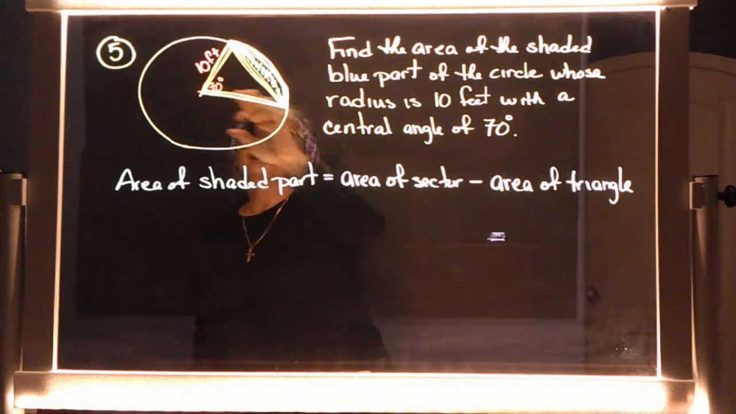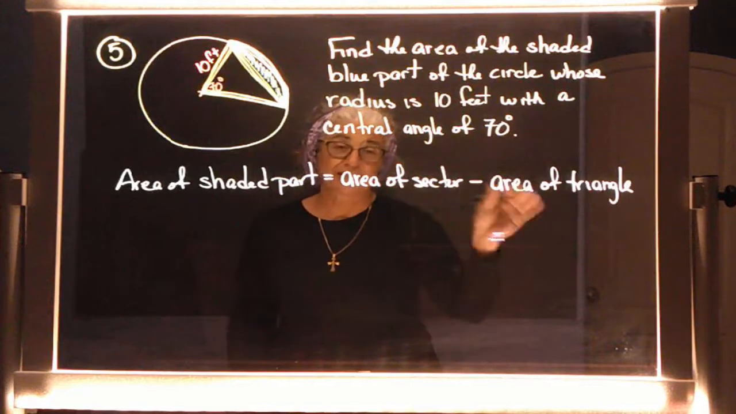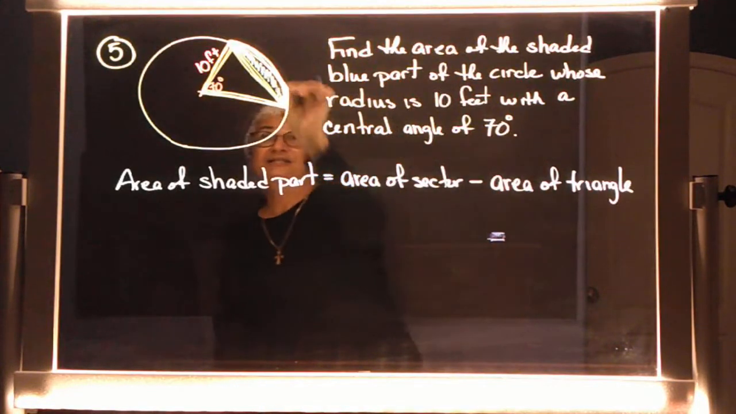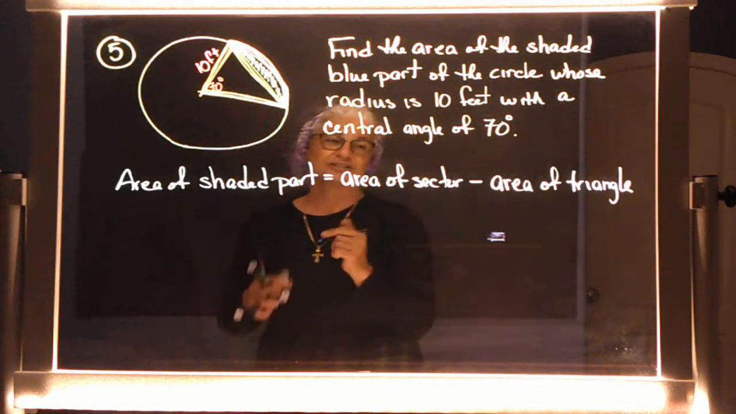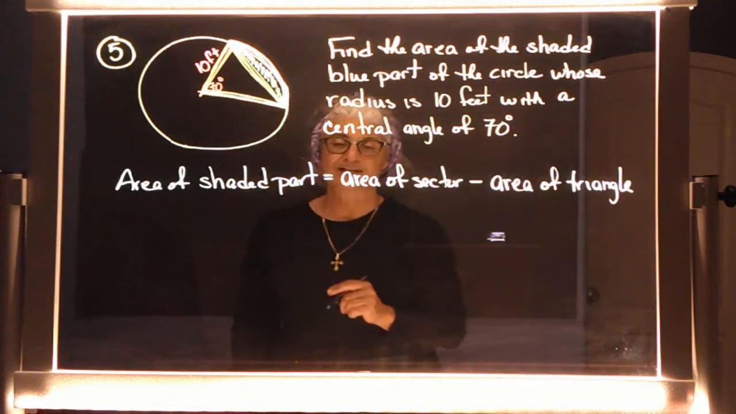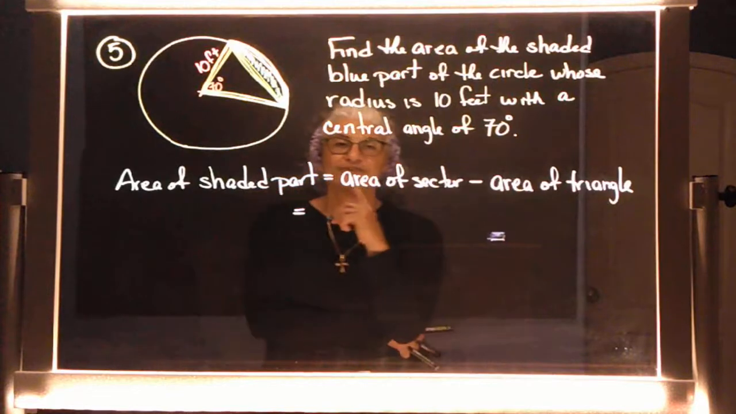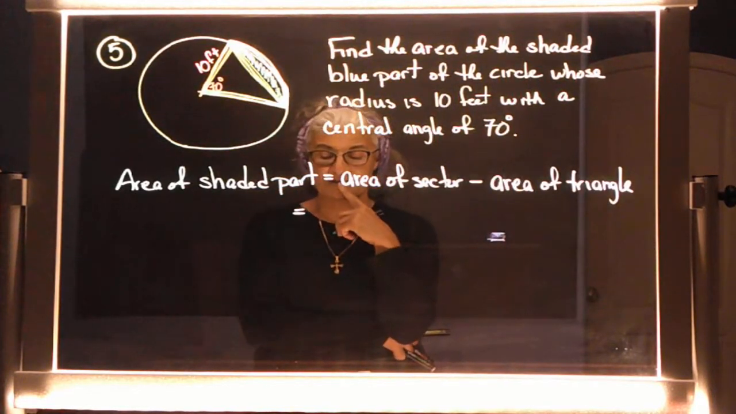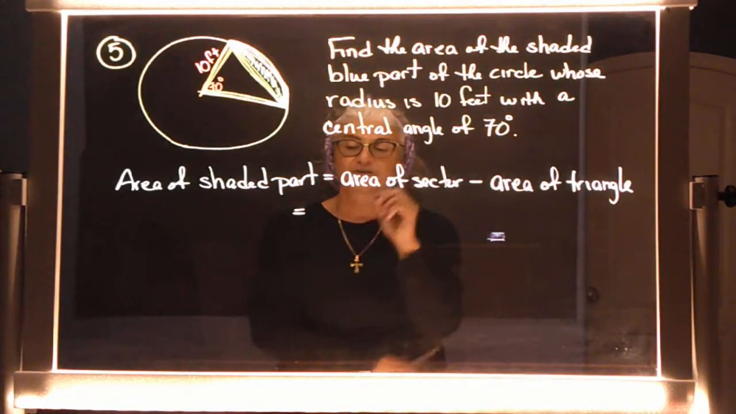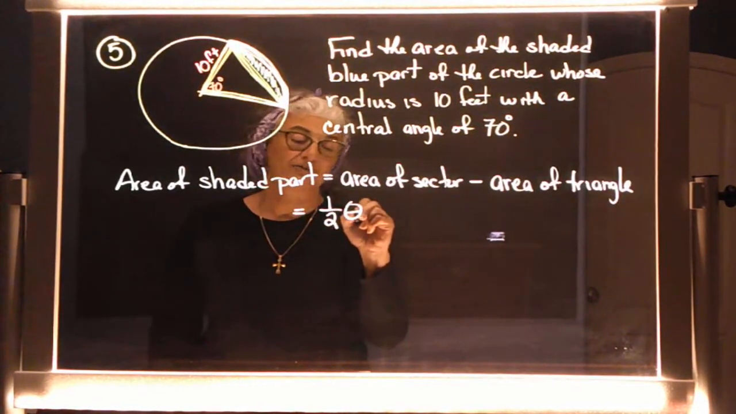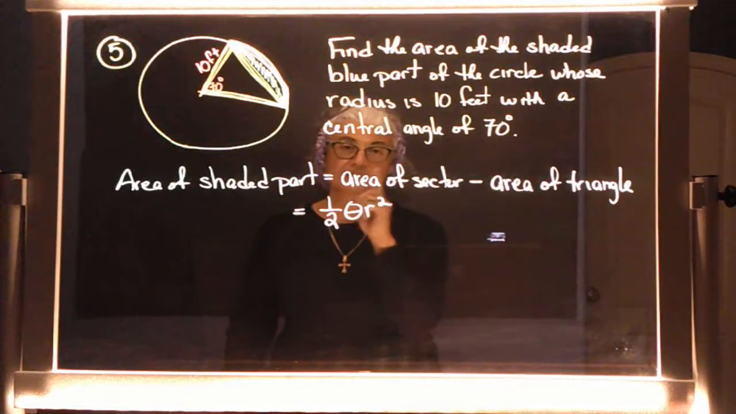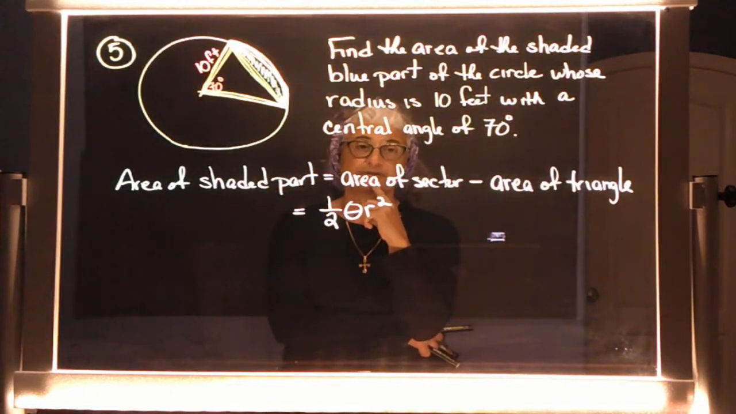If I take the entire sector and subtract the area of the triangle that's in that sector, wouldn't I find just this little piece? Wouldn't this little piece be left over? Good. Excellent. So let's see what we got. Do you remember how to find the area of a sector? Okay. 1/2 times the angle times the radius squared. That's how you find the area of the sector, remember?